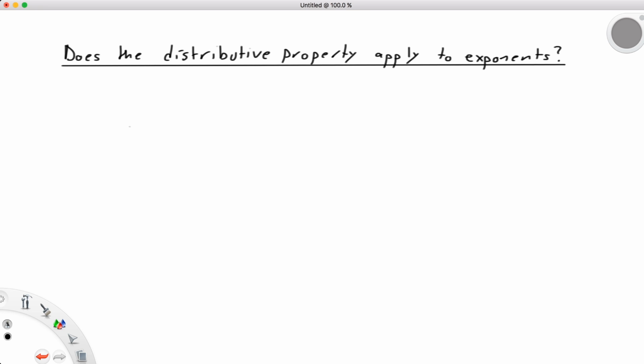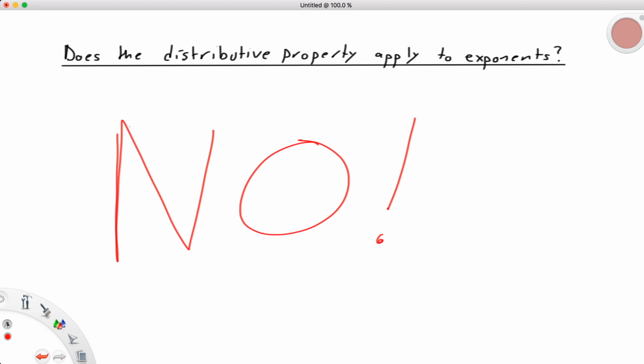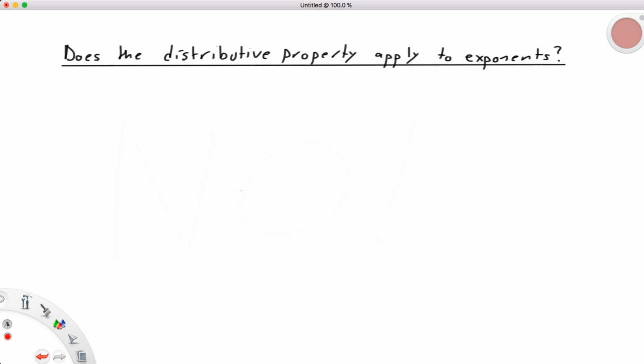Now, I'm going to be really blunt here. The answer is no. Please, no! No, absolutely not. A big, emphatic, red no. This absolutely does not apply. Do not apply it. Yeah, no, this does not work.